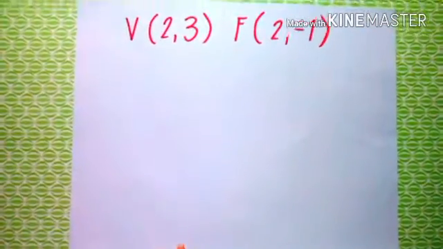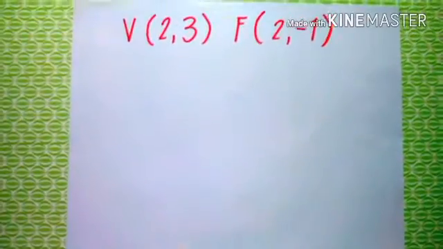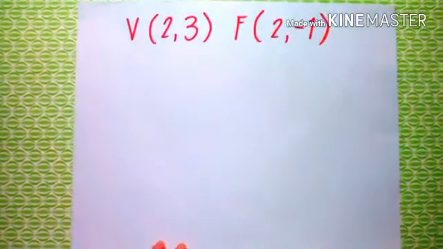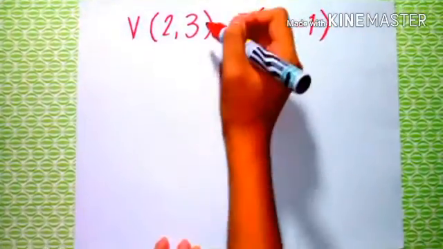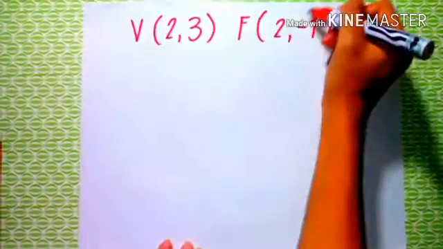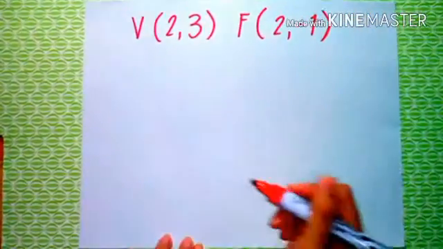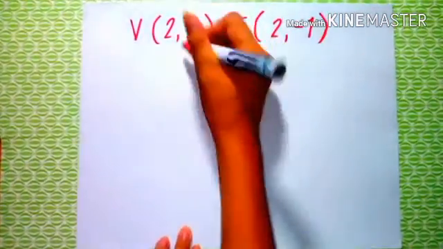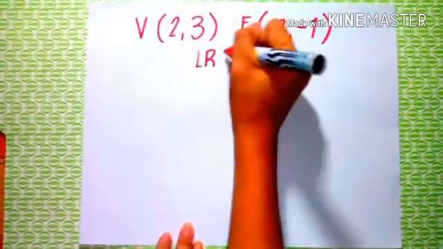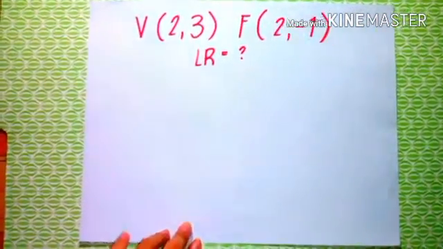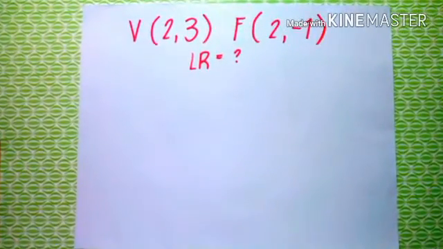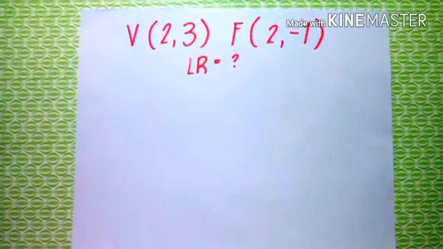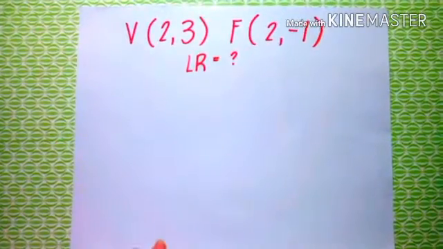For example, the vertex is located at (2, 3), and the focus is located at (2, -1). If this is the case, the vertex and the focus are the only givens. Since the coordinate of the vertex is at (h, k), we will substitute that to the equation. And then, since the coordinates of the focus are given, we still need to find the value of c.